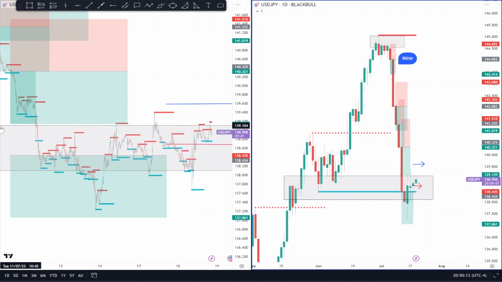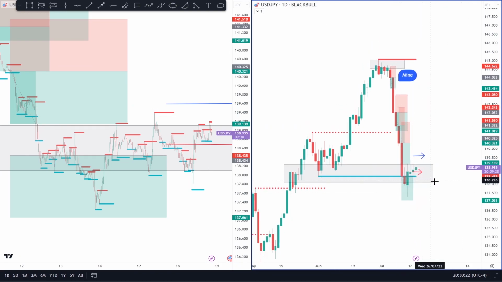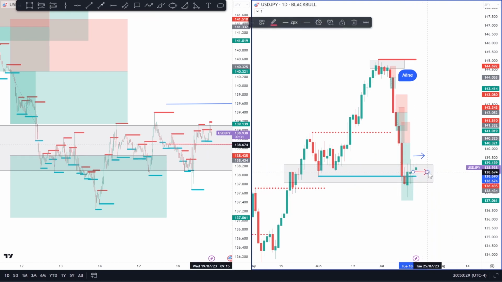Let's go through the pairs, see what we got. USD JPY. As you can see, I'm not in a trade since price is not making any strong moves. In terms of second strategy, we're in a sell, but price hasn't bounced yet, so we'll maintain that.